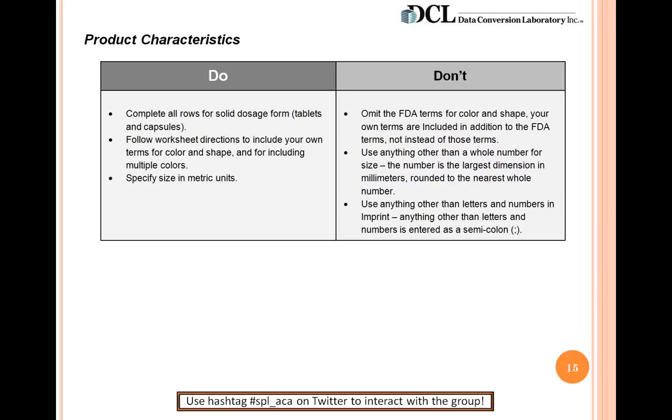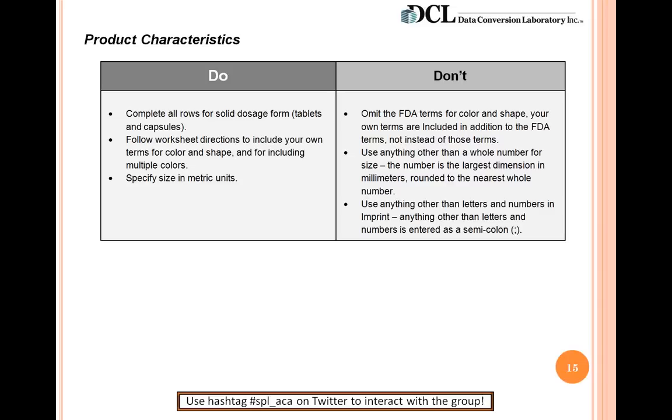The color and the shape vocabulary requires that you use FDA terms, but they also have some XML tagging which gives you the flexibility of putting in your own term for color and shape in addition to the control terms that the FDA uses. So in our worksheet we explain how to do that. In other forms you have to just be aware of how you do that.